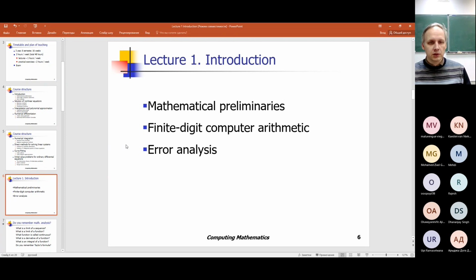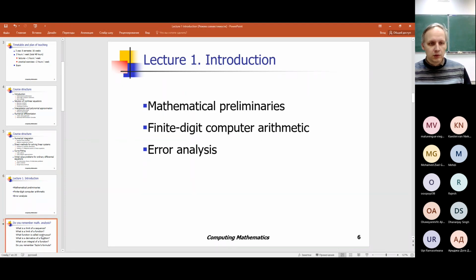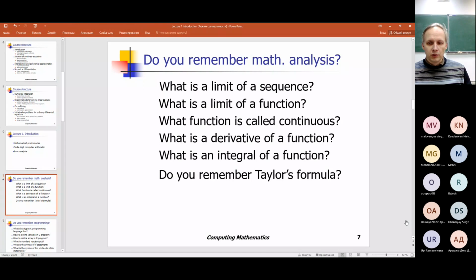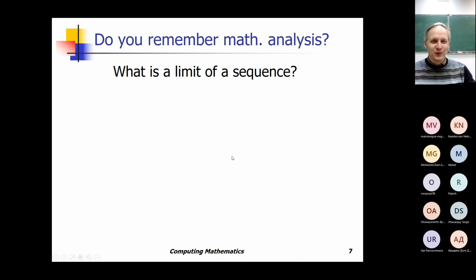The first topic that we consider today, I consider some mathematical preliminaries with you. You can look here and look to these questions, and maybe switch to this mode when the questions appear one after one.